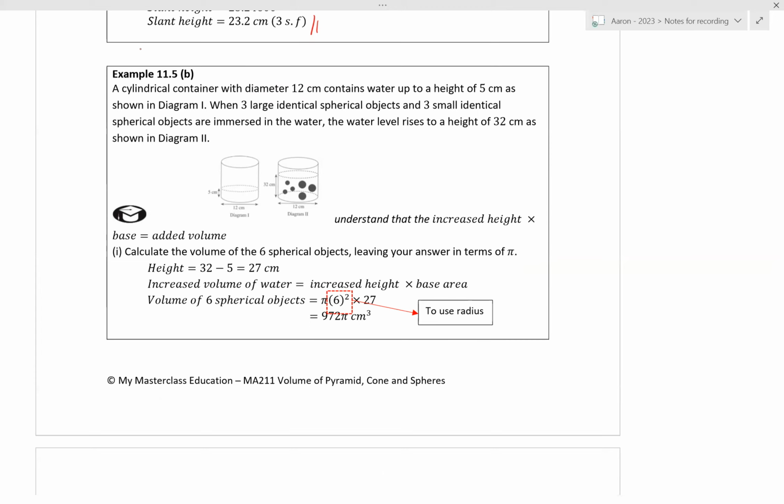When you put three large identical spherical objects and three small identical spherical objects, you mean three large spheres and three small spheres essentially, the water level rises to a height of 32 cm.